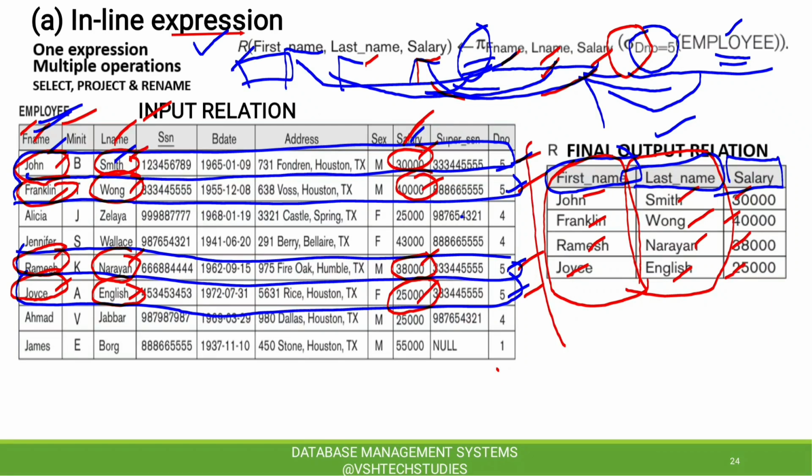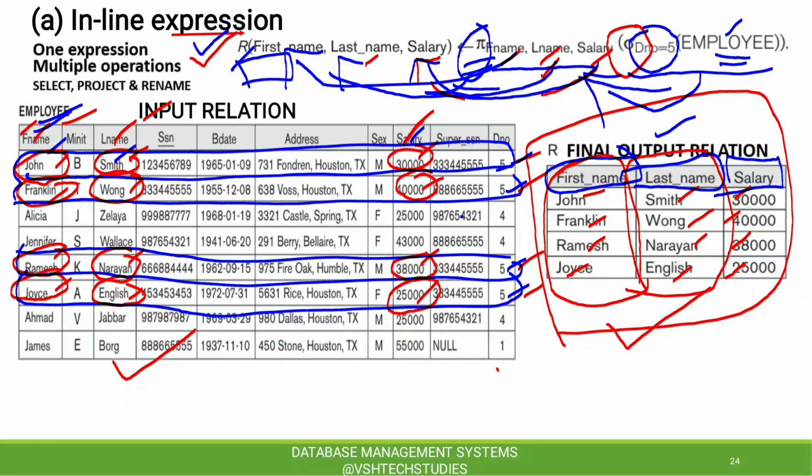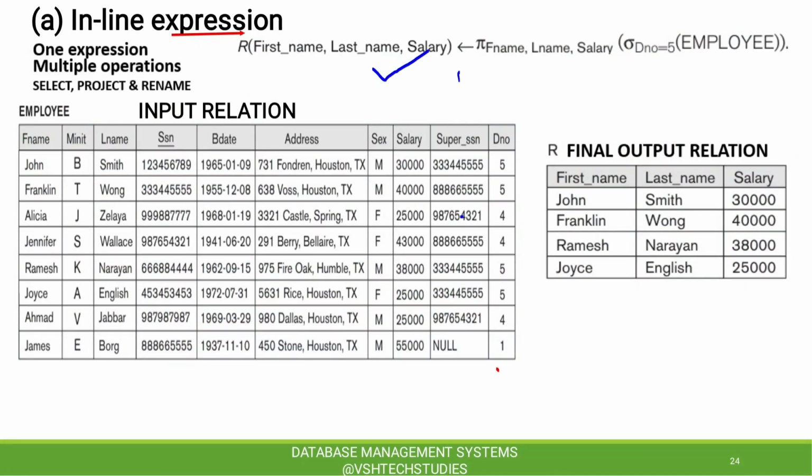Hence this way we get the final output relation for this single expression, that is inline expression, which is specifying multiple operations. This is the input relation, that is employee relation, and this is the final output relation out of 3 operations. The first one, select, the output of which is given to the next operation, that is project, the output of which is given to the next operation, renaming of attributes. Okay. So that was the evaluation of the first concept, that is inline expression.